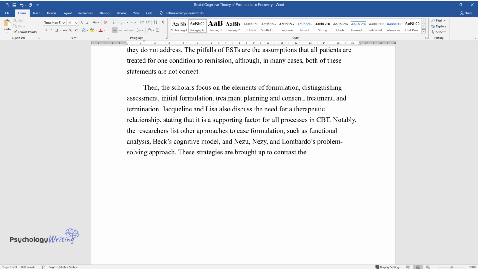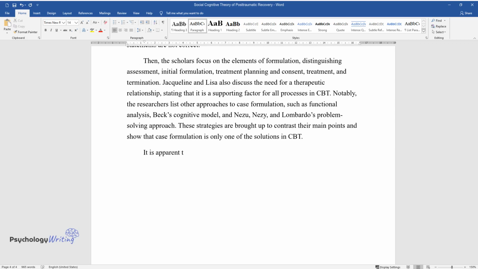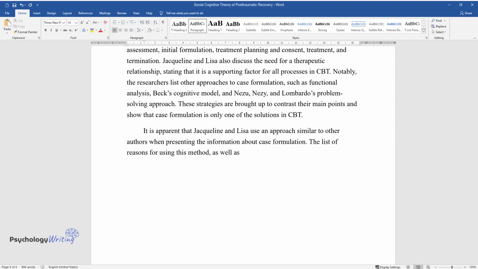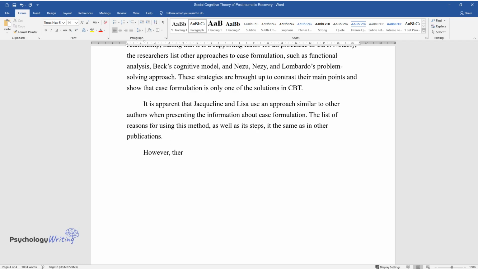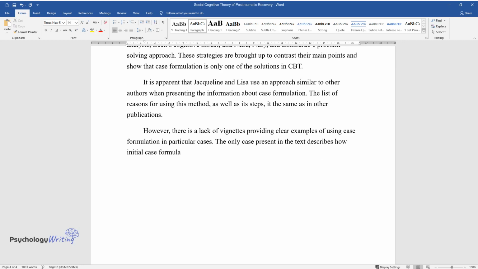These strategies are brought up to contrast their main points and show that case formulation is only one of the solutions in CBT. It is apparent that Jacqueline and Lisa use an approach similar to other authors when presenting the information about case formulation. The list of reasons for using this method, as well as its steps, is the same as in other publications. However, there is a lack of vignettes providing clear examples of using case formulation in particular cases. The only case present in the text describes how initial case formulation using Beck's theory is completed.